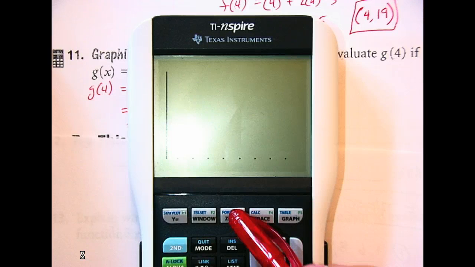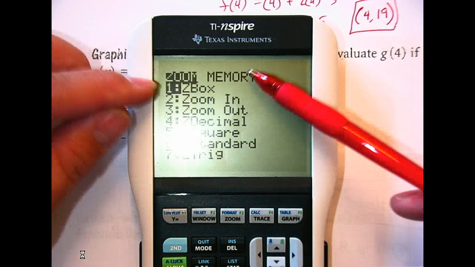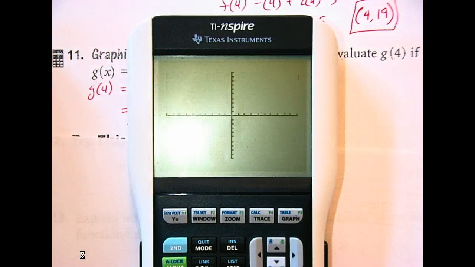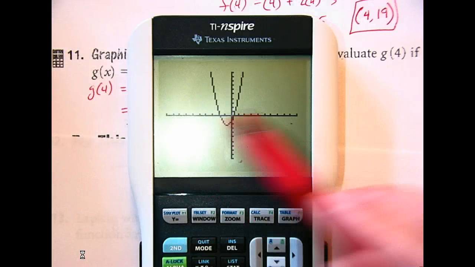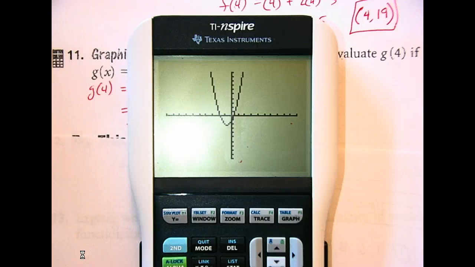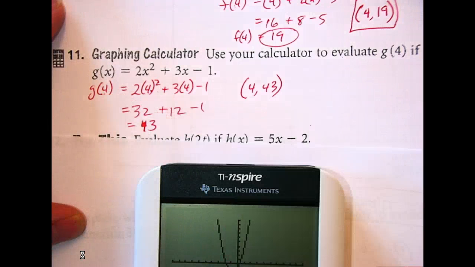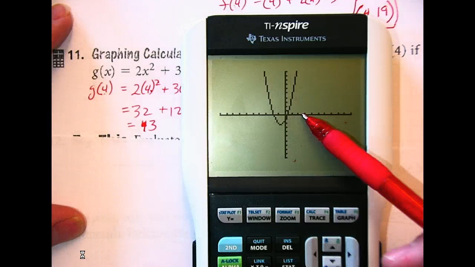I want the standard viewing window right now, the original display I had. So if I go back to zoom, and you're going to use this a lot this year, zoom standard, number 6. That brings you back to your negative 10 to 10, negative 10 to 10. Okay? And that's my equation. Now what I'm saying here, when it says use your calculator to evaluate it, well, we're g of 4. That's when x is 4. So what I'm really trying to figure out is when x is 4, what's y?